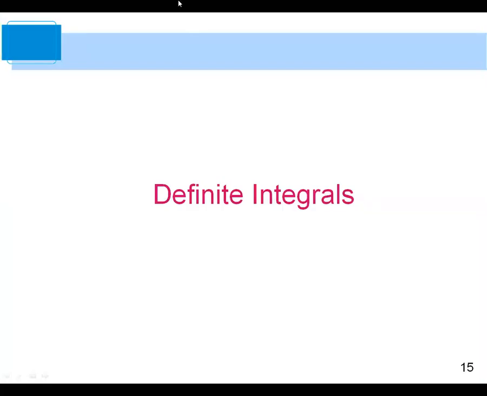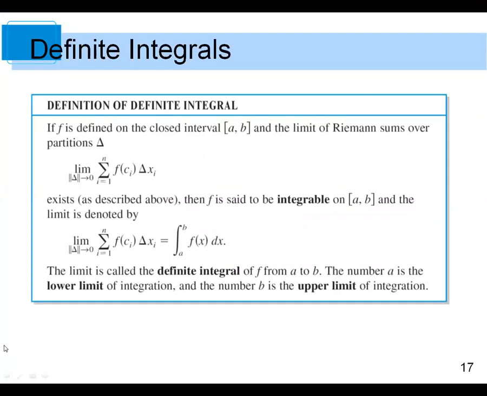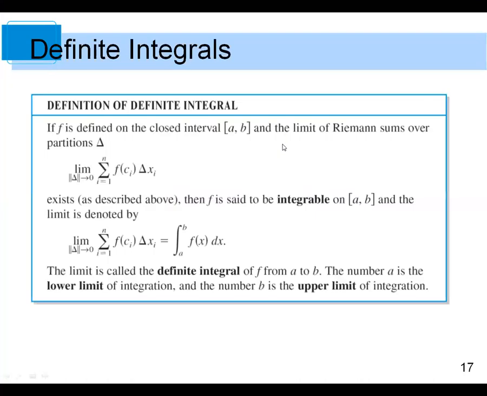All right, now we want to talk a little bit about definite integrals. To define the definite integral, consider the following limit. The limit as the norm approaches 0 of the Riemann sum equals L. Now, L implies that the limit is a finite number. It doesn't go off to infinity or negative infinity.